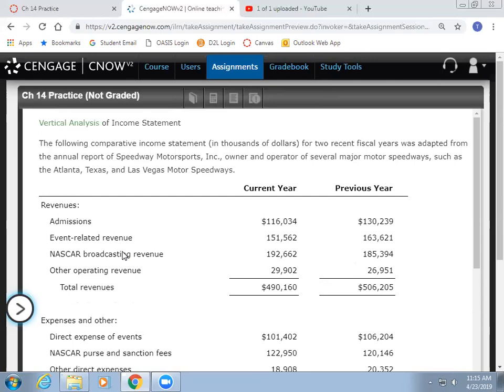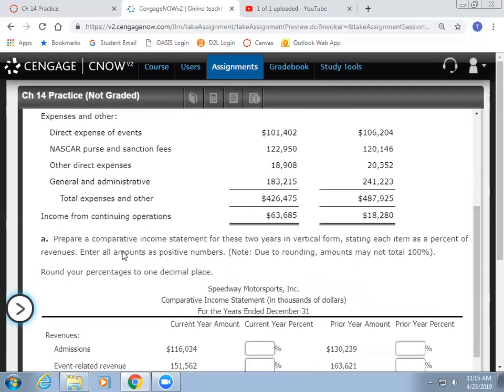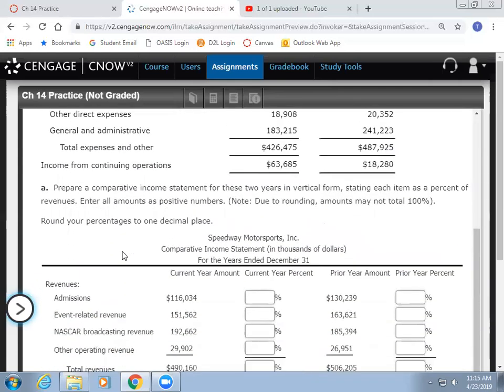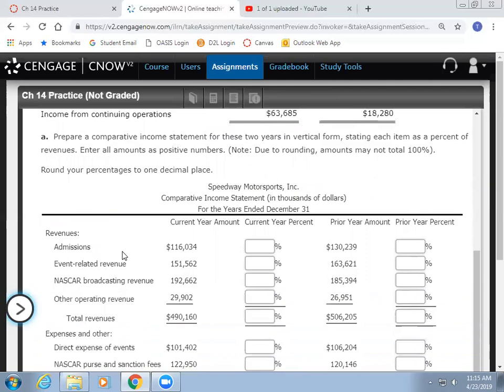It's really important in accounting to compare one year to the next. That makes sense, right? We need to see our sales increasing, decreasing, costs, what's happening. So here's our comparative income statement, and they want us to do vertical analysis.